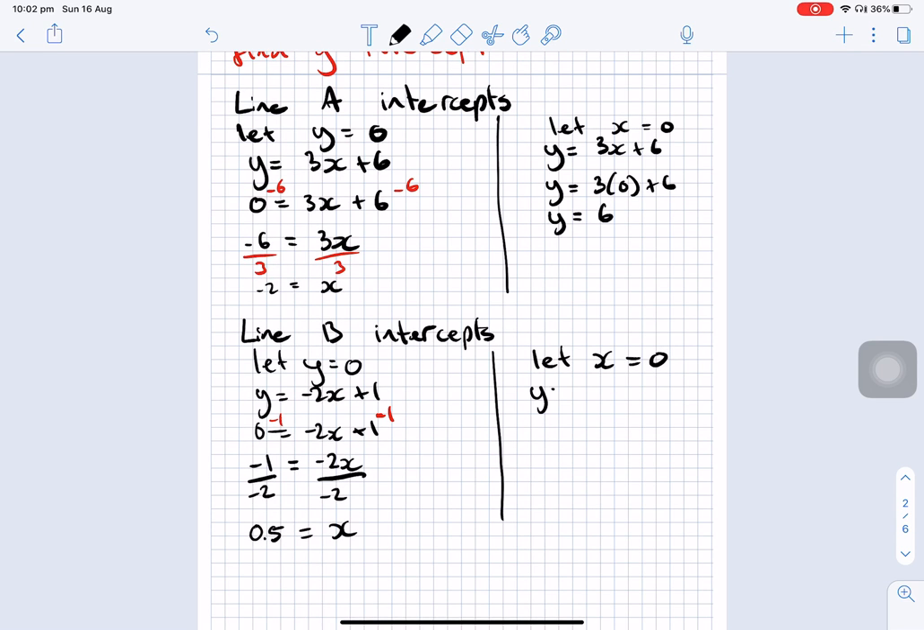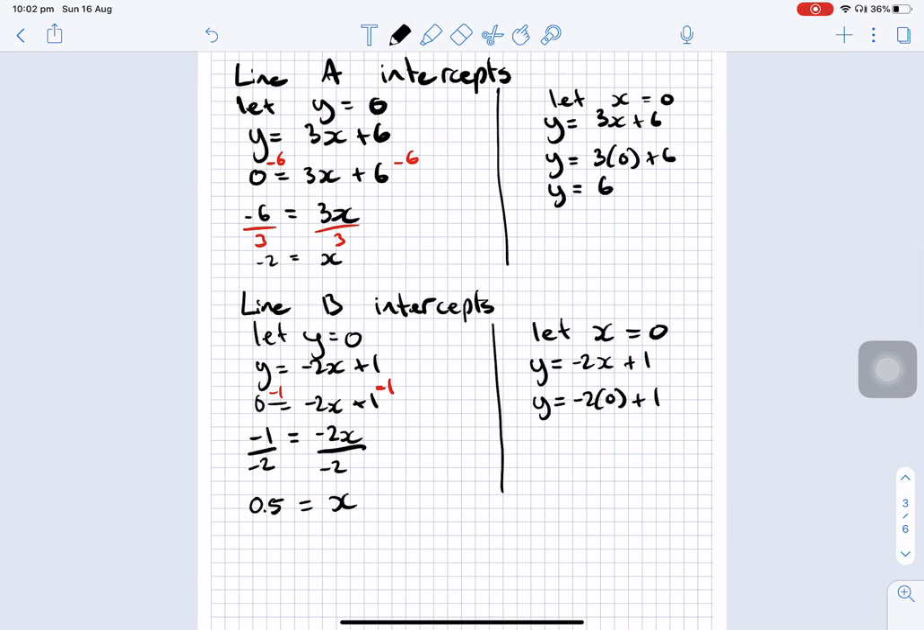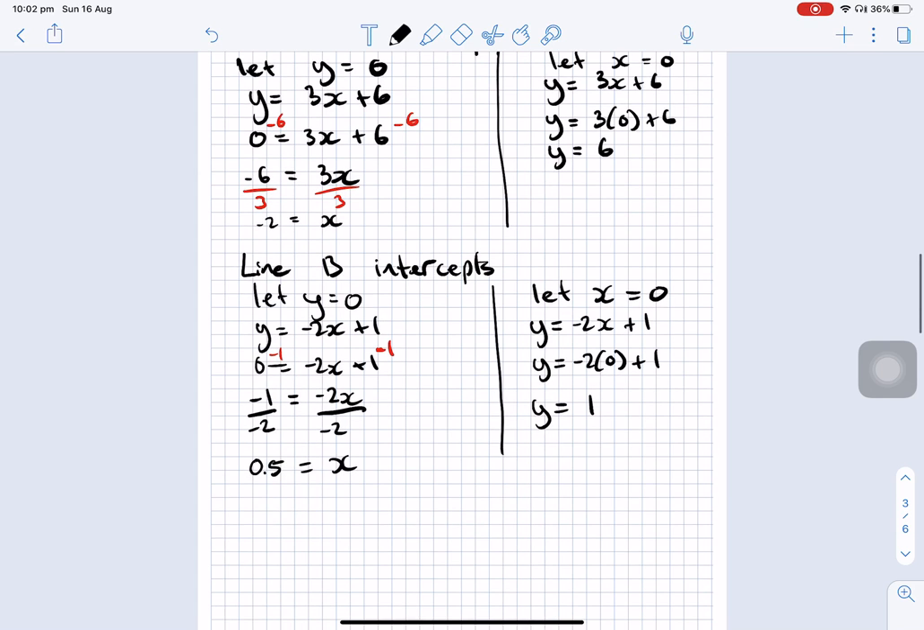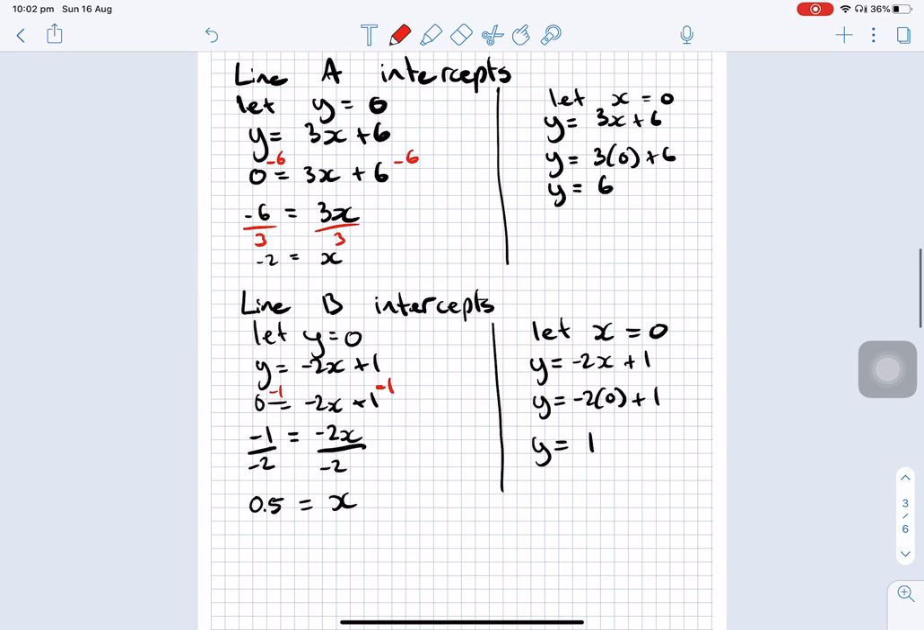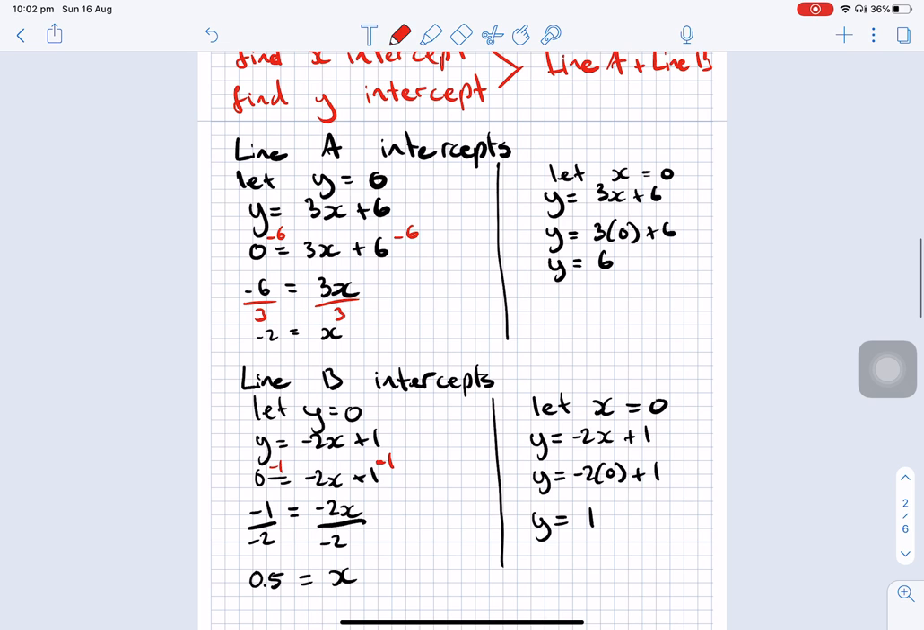And so y is going to equal negative 2x plus 1. Y equals negative 2 times our x value of 0 plus 1. Negative 2 times 0 is just 0, so y equals 1. So now that I've got all my intercepts, just write down exactly what they are.